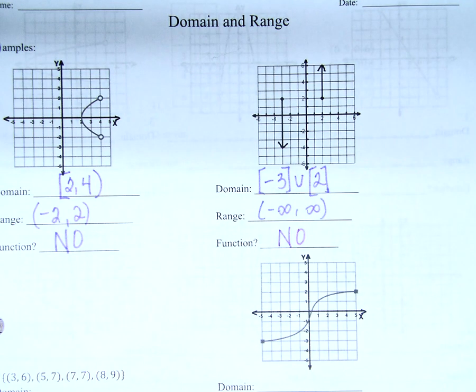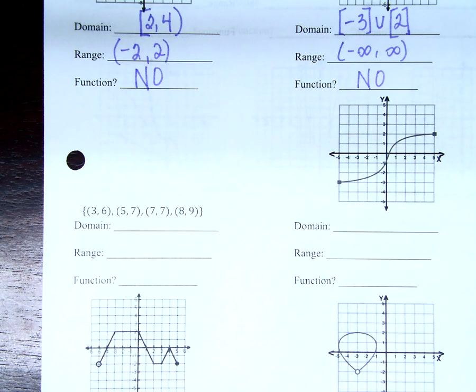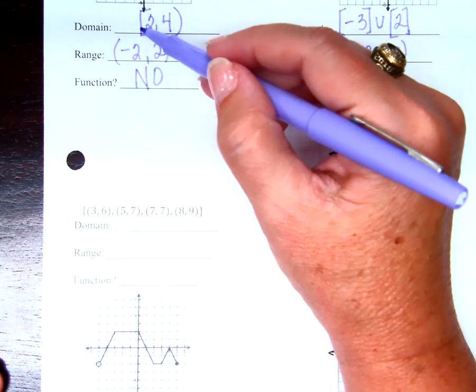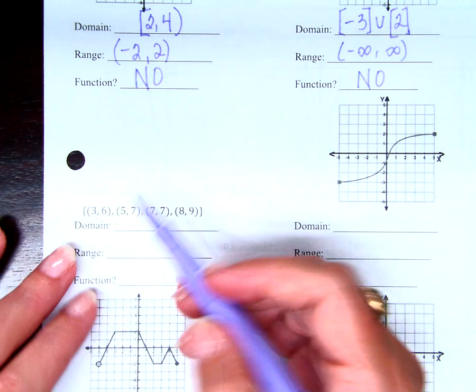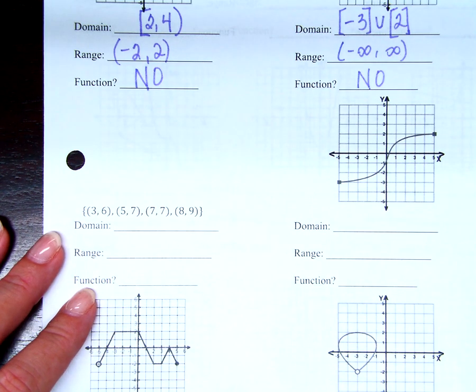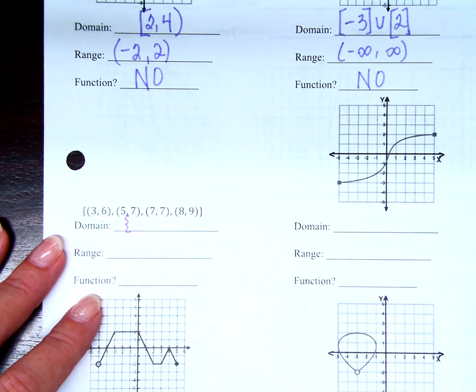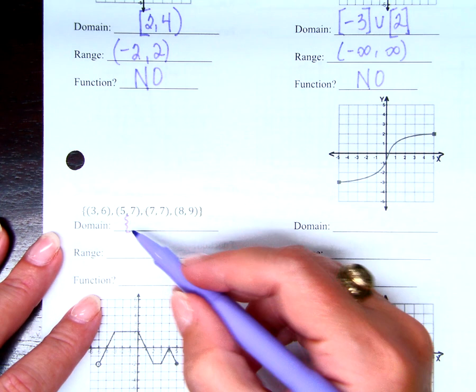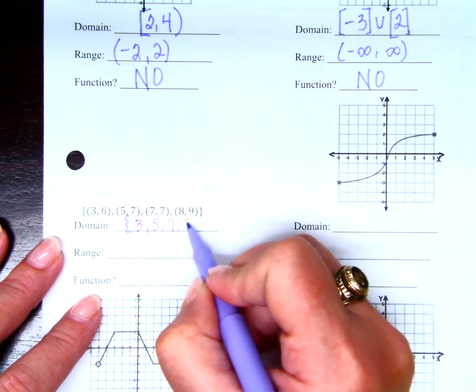Good so far? Now this one's a little bit different because it is just a list of ordered pairs. That means the way we write our domain and range has to look different. If I look at a list of ordered pairs, what is my domain here? 3, 5, 7, almost. Correct. But I have to use these this time. I'm not using parentheses or brackets. I'm using these braces. And I say 3, 5, 7, and 8.